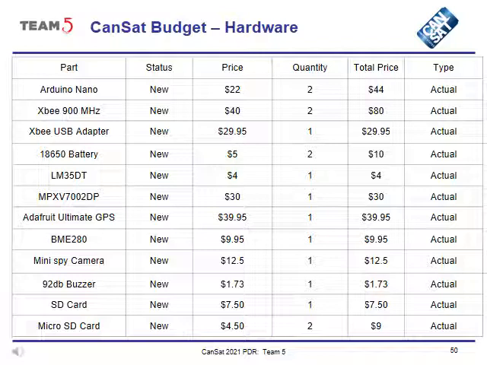As I mentioned before, we have the quantity. For example, the Arduino Nano is $22 and we need 2 of them, so the total price would be $44, and so on for the rest of the components that we need.